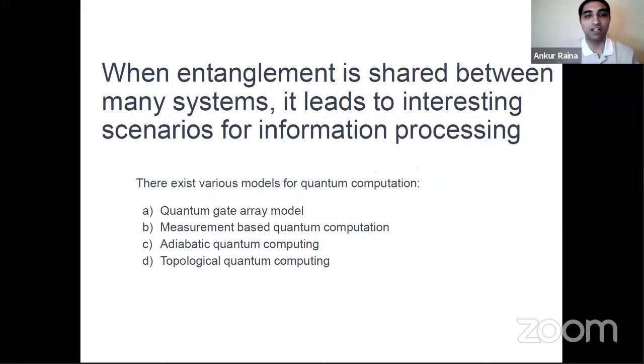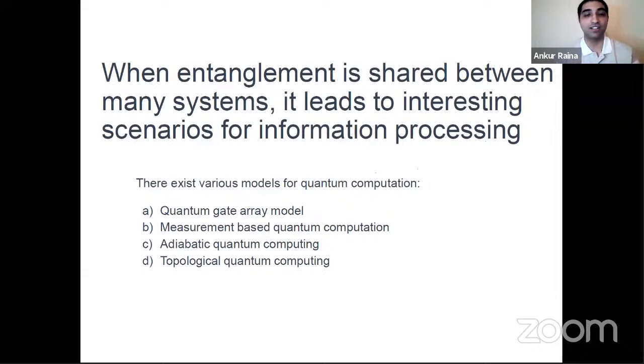Then there is adiabatic quantum computing, which is based on quantum annealing, where a quantum computation is seen as a slow continuous transformation from an initial Hamiltonian to the final Hamiltonian, where the ground states contain the solution. There is also interest in topological quantum computing, which is based on braiding of anyons. And there is this famous paper by Alexei Kitaev, so you can check this out.